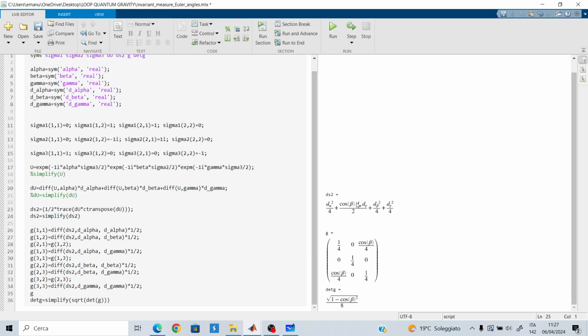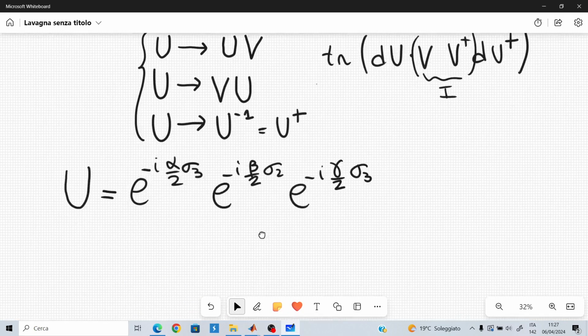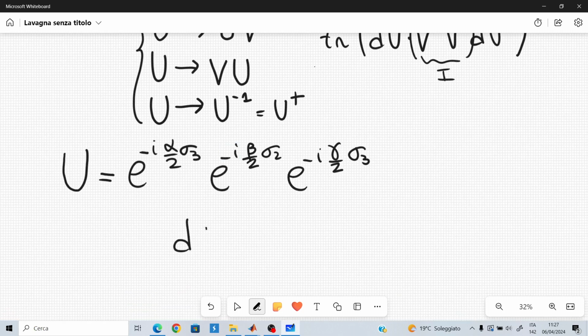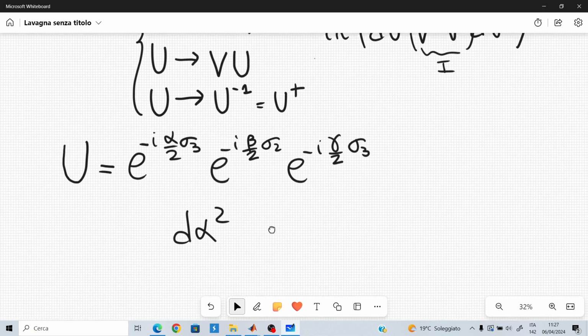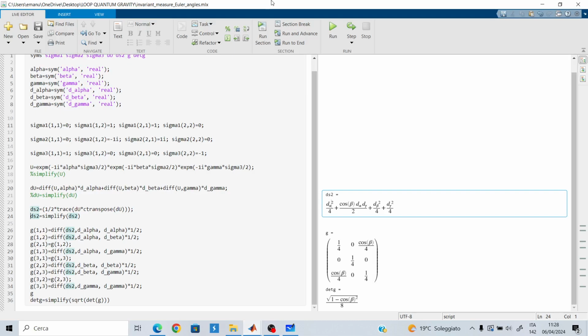You can see that I have already run the script here on the right. So ds squared is this quantity here that you can see, where this d subscript alpha is d alpha, the differential of alpha. In MATLAB, here you see d subscript alpha, but it's d alpha squared. So I can also write the expression here.